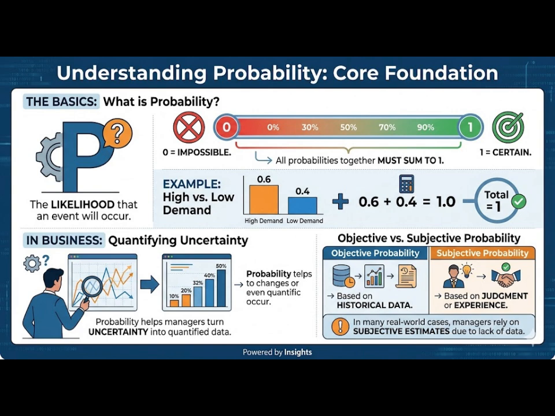All probabilities together must sum to 1, right? Everything should sum to 100%, maybe 20% probability or 30%. Whenever you have certain items with a different probability, they must all add up to 100% or 1. 1 means 100 divided by 100 is 1. For example, the probability of high demand is 0.6, that means 60%, and the probability of low demand is 0.4 or 40%. And when you add these, 0.6 plus 0.4, the total is 1.